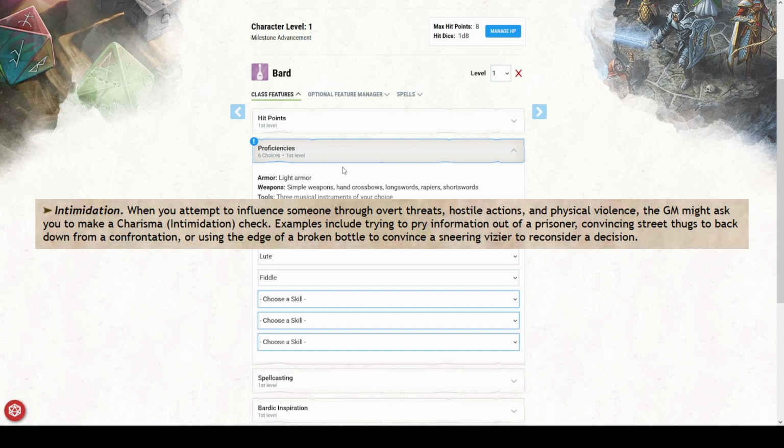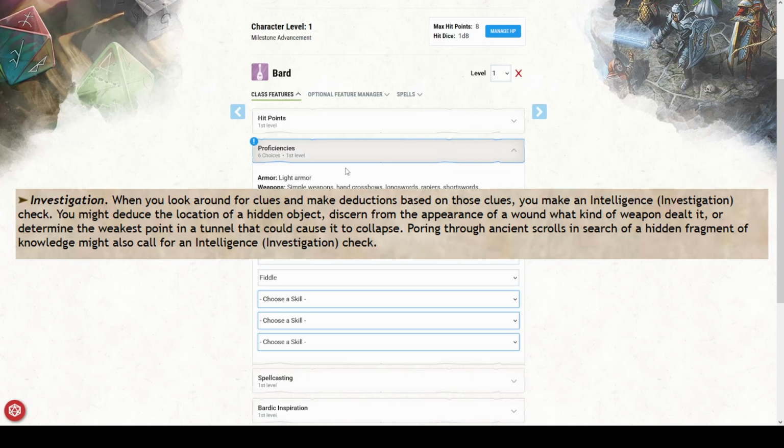Intimidation. This is coercion, bullying, making sure you're strong-arming someone. This is bad cop stuff. Investigation. This is really hands-on examining of something. This is picking it up and manipulating it and trying to determine its function, or going through drawers in a room, actively searching.